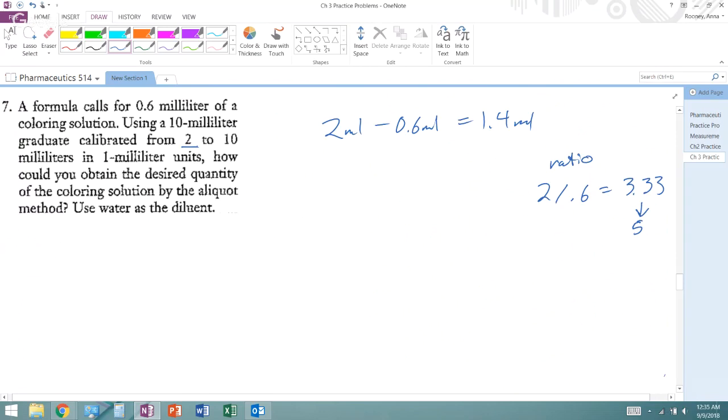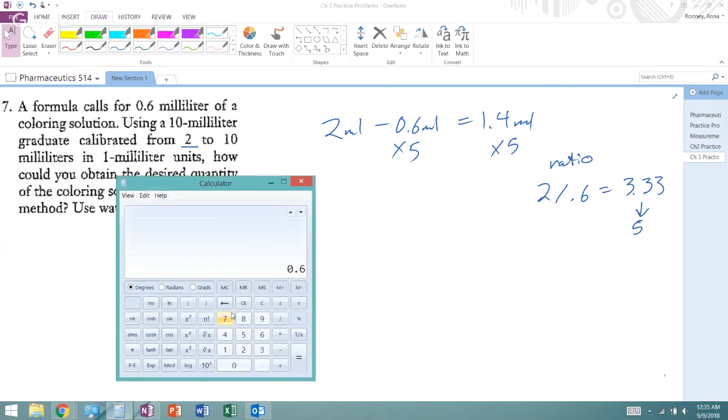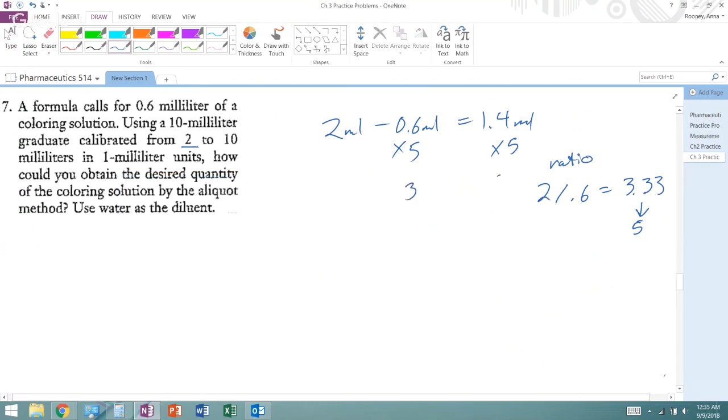So if you multiply the 2 of them by 5, so 0.6 times 5 is 3, and then 1.4 times 5 is 7. So this is 3, this is 7. And so you have your drug, which is 3, diluent is 7, your total is 10.